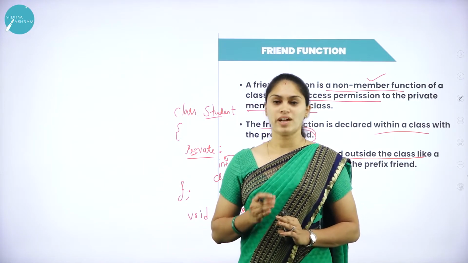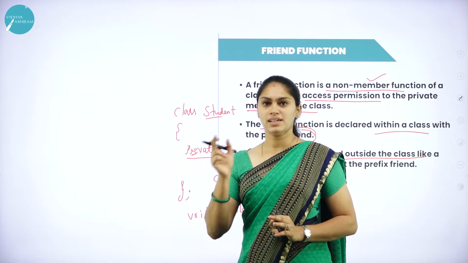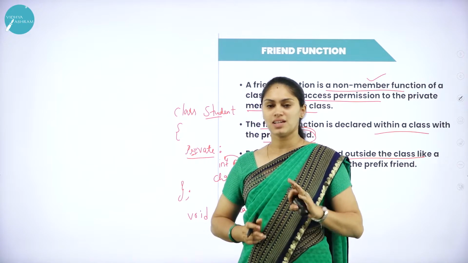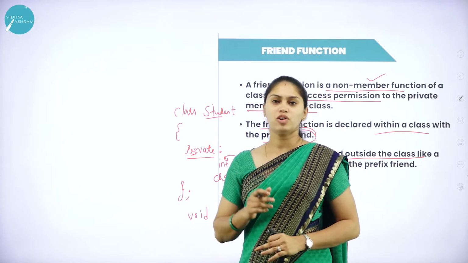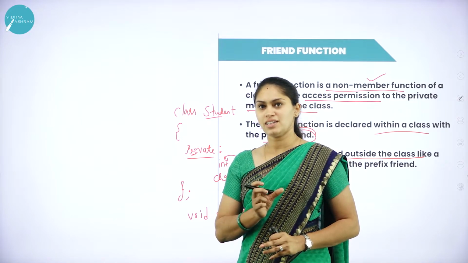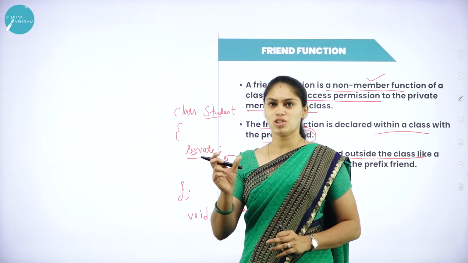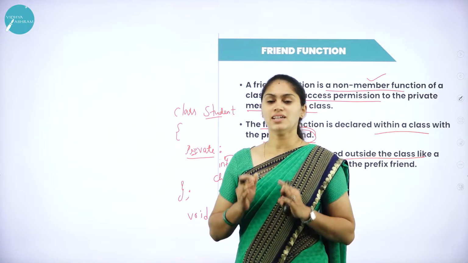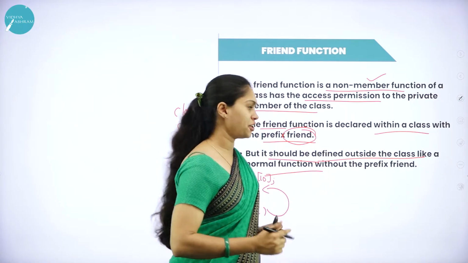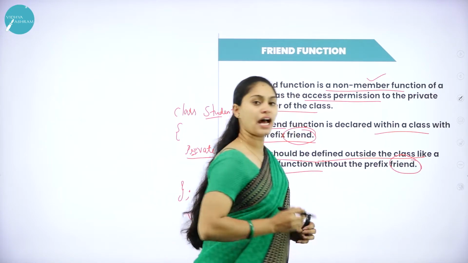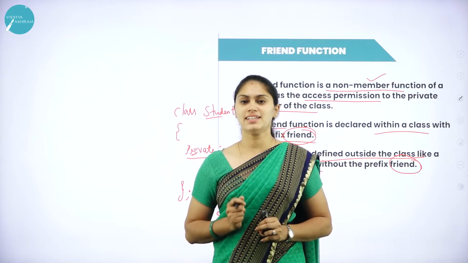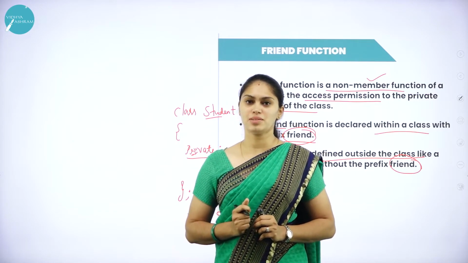If I am using this friend function in my program, it must be declared inside the class, but defined outside the class. Okay, just recall the member function concept. If I want to define a member function outside the class, how am I supposed to do it? I need to specify the return type, then the class name, the scope resolution operator, and then the function name. But when I am using this friend function, at that time I should not use the keyword friend. I should not use the keyword friend, but when I am declaring this friend function inside the class definition, it must be prefixed by friend.